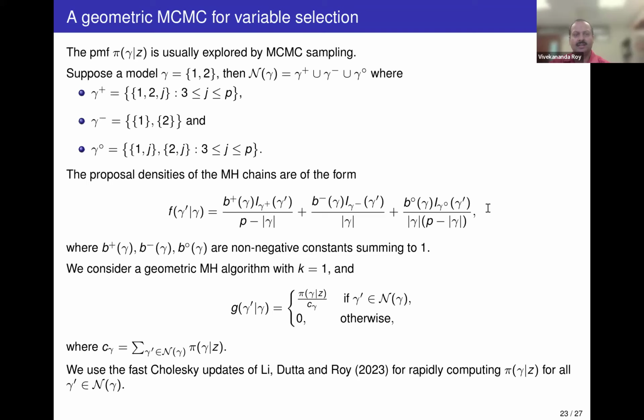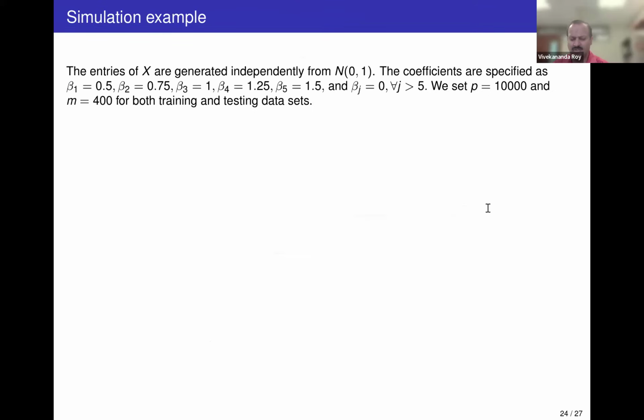And I compared this performance with the MH algorithms on a bunch of simulation examples. I'm showing here one where the entries of X are generated from independent normal. There are true 5 covariates, and the P is 10,000, M is 400. The number of responses is 400 and the number of variables, covariates, is 10,000. So it's high dimensional.